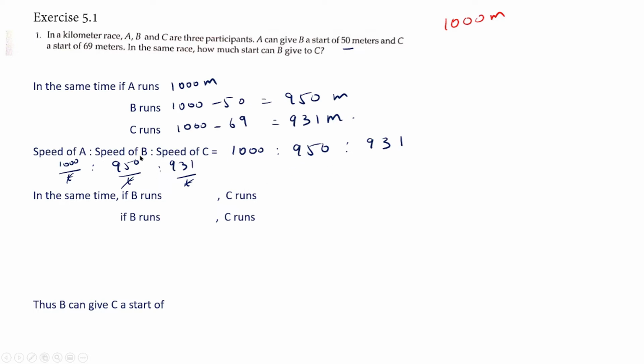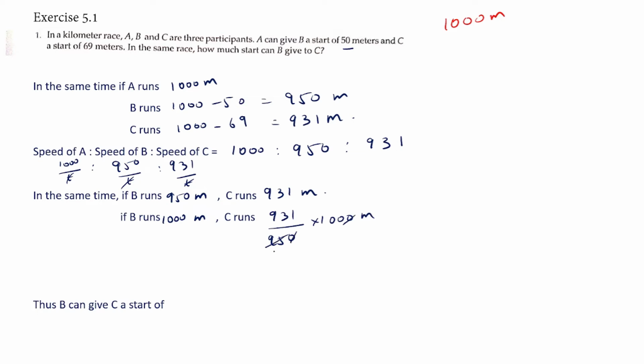Now we are concerned about B and C because we need to find how much start B can give to C. Again, in the same time, if B runs 950 meters, then C runs 931 meters. It is asked in the same race, which means in the same 1 kilometer race. So if B runs 1000 meters, that is 1 kilometer, then C will run 931 upon 950 into 1000 meters.